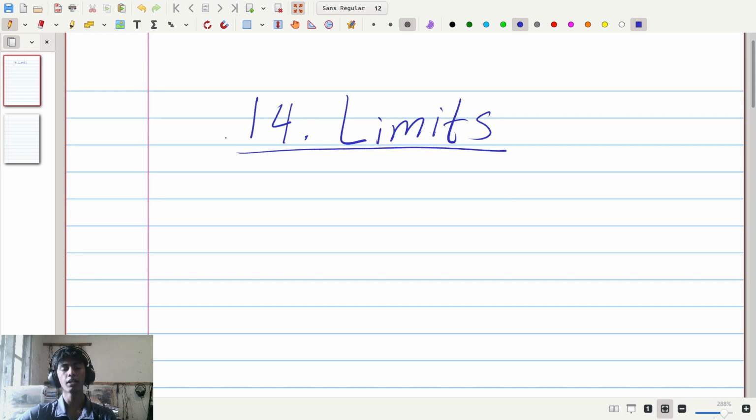Hello and welcome to lesson number 14, limits. Before we talk about limits, we must first talk about functions. A function is an operator that takes an input and turns it into some output. Basically, you put some x into here and it changes it and gives you some other output.